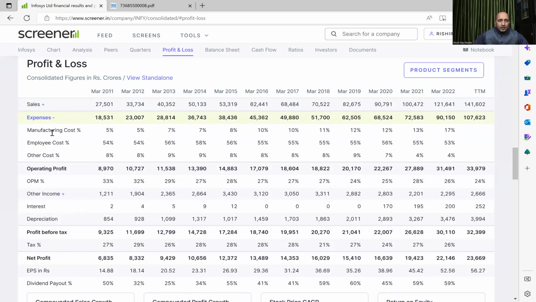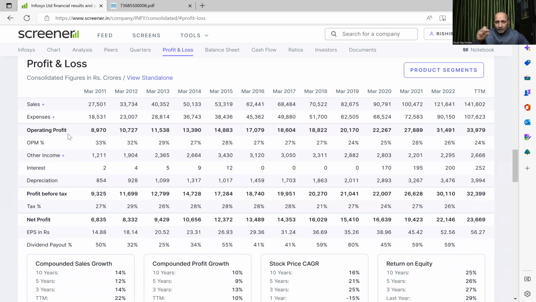Then again, expense, manufacturing cost, employee cost, and other. Of course, here this is an IT company, so there will not be so much manufacturing cost. Of course, this employee cost will be most. So that is this 53% here. They have controlled it in a consistent way, and other costs also consistent. Only manufacturing costs have increased. So we can see from here how the profit and loss is happening. Then interest, depreciation you can see, and this.